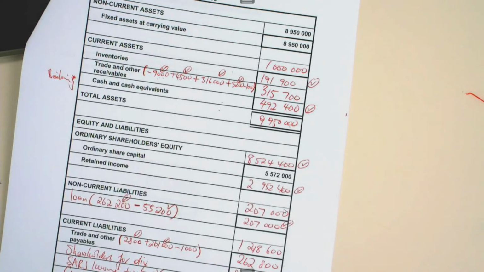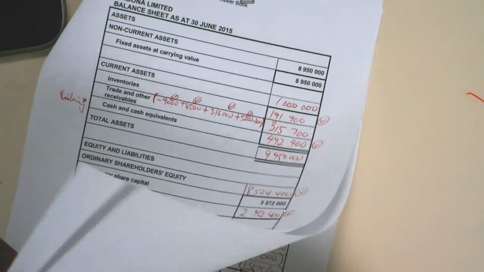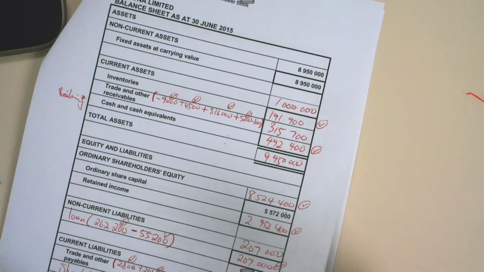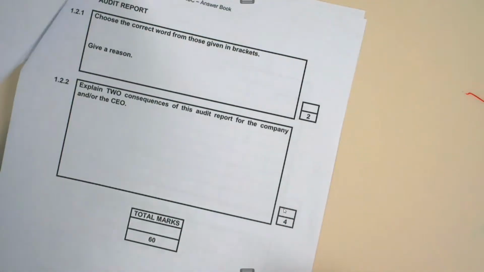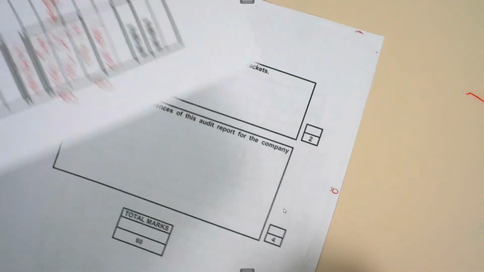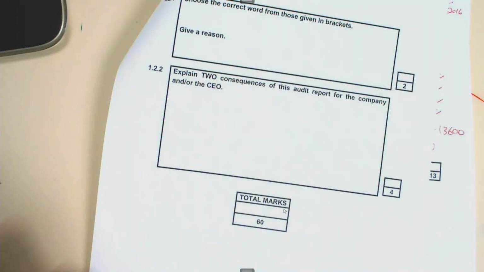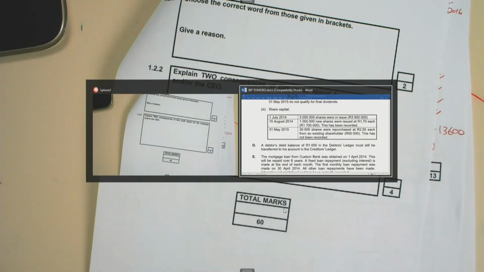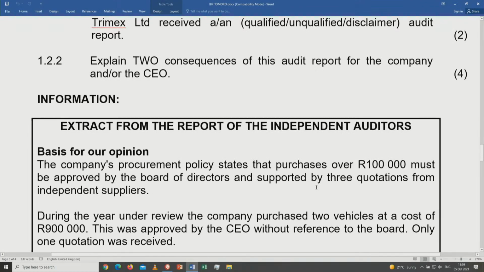All right. Now we are done with our balance sheet. Let's quickly look at the audit reports. It's just for 6 marks. It's added to this question now.